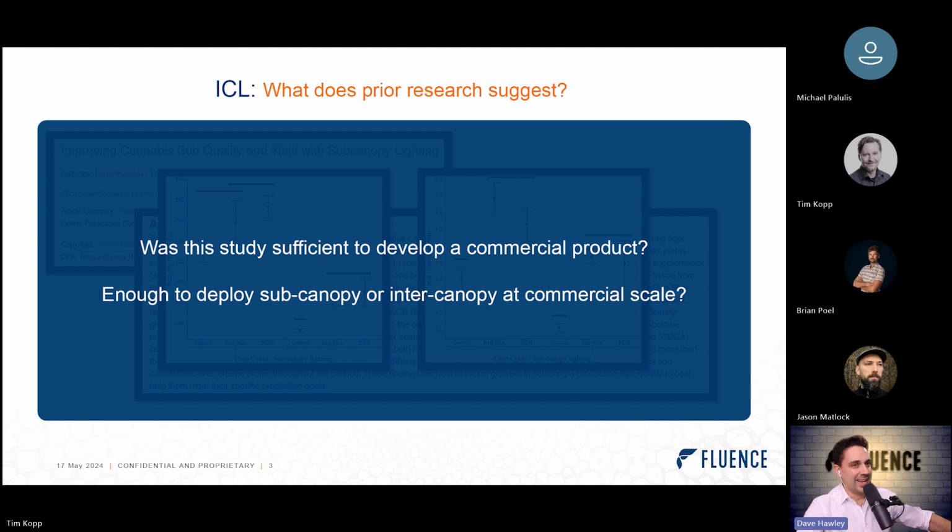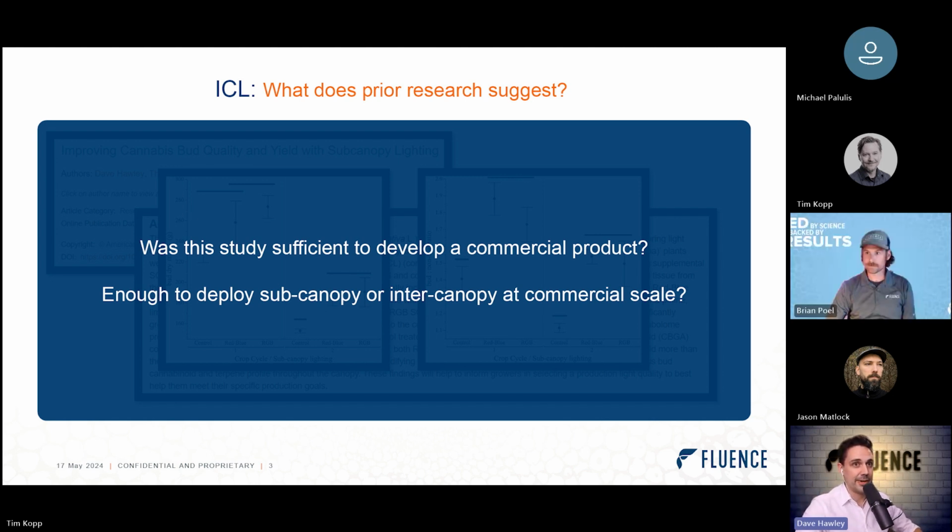So had a little fun there, but I think the magic of Fluence research is that we do a lot of research before ultimately telling you how a technology may or may not be right for you. And with that in mind, I'm going to turn it over to Brian Poole, who runs our cannabis research, and he's going to tell you about what we have done in-house. Brian, take it away.